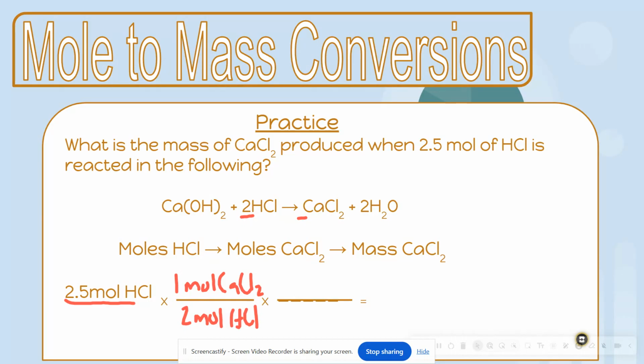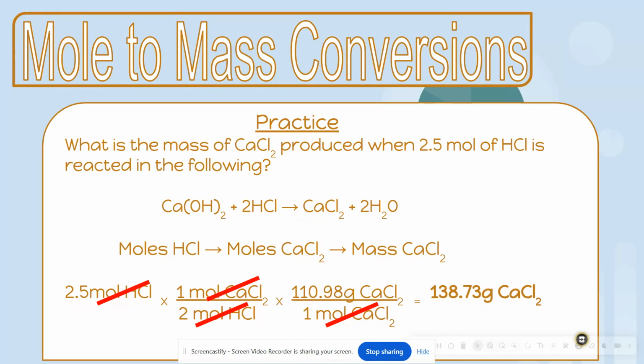Then I have to go to mass of CaCl2. So I'm going to find the molar mass and plug it in here. I don't have a periodic table in front of me as I make this video, so I'm sure you'll see the answer on the next slide. And then we will put 1 mole on bottom. I can then cross out my units. I'm left with grams of CaCl2. Let's check out the answer.